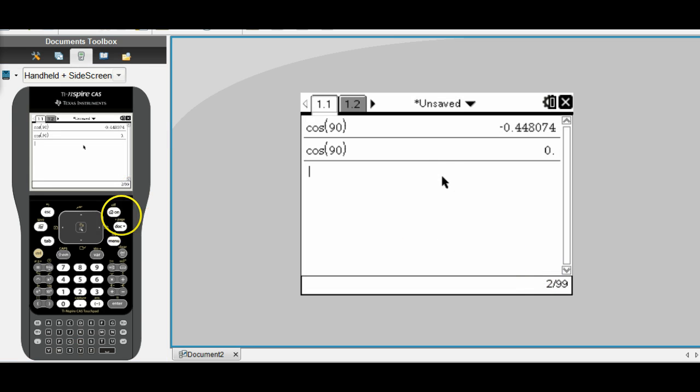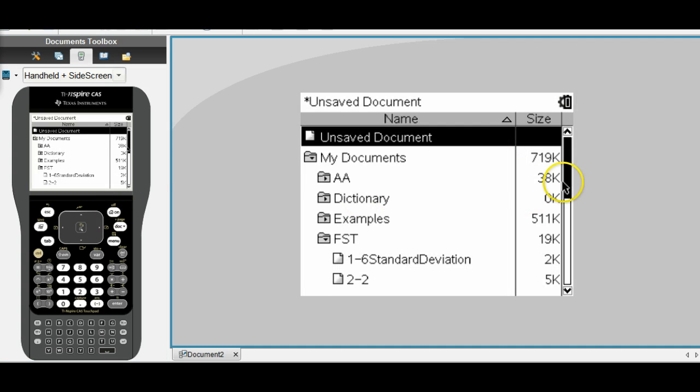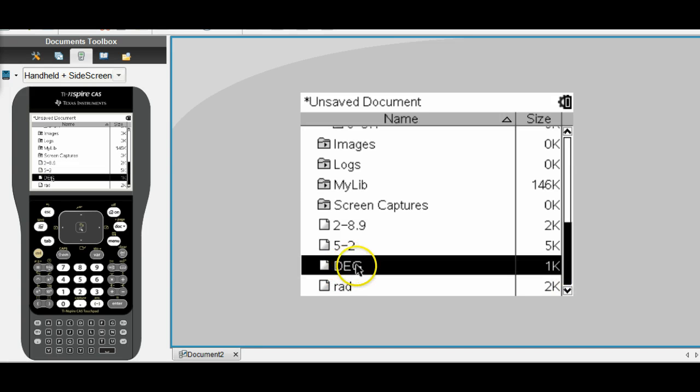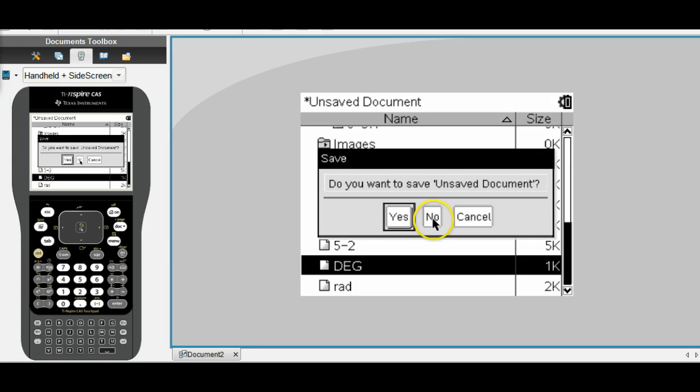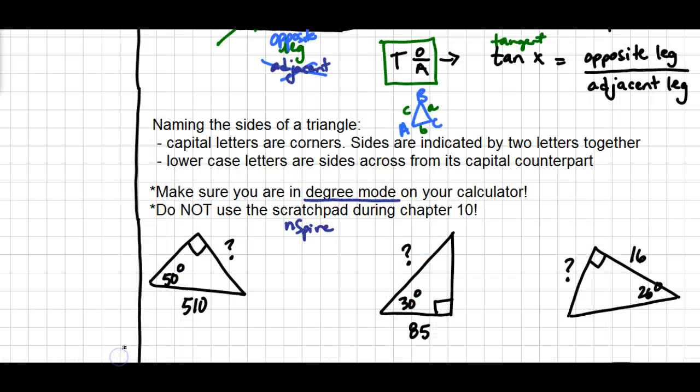Then when you go to your home screen one more time and go to My Documents, you'll be able to see that one of your documents there is the degree document that you're looking for. So then you can just open that and know that it's always going to be in the right mode for you. It even says degree at the top now that we've saved it with that name. That way there's no surprises moving forward. So now let's go back to our notes and let's try some problems together.